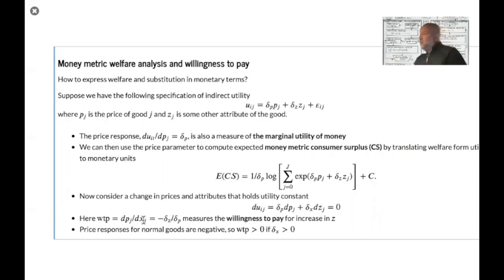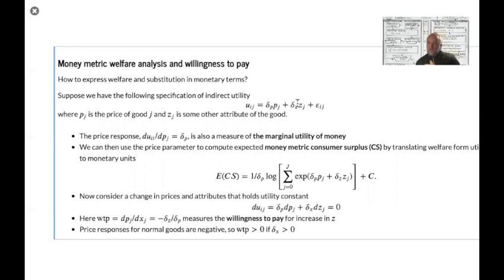That's the negative of the relative size of the coefficients, which measures the relative willingness to pay for an increase in, say, leather seats. Suppose leather seats are something we really like, as in my car. And we don't like price increases, so the coefficient on price is negative. It's a normal good. This means the marginal willingness to pay is going to be positive for the leather seats, because the marginal utility of leather seats is positive.